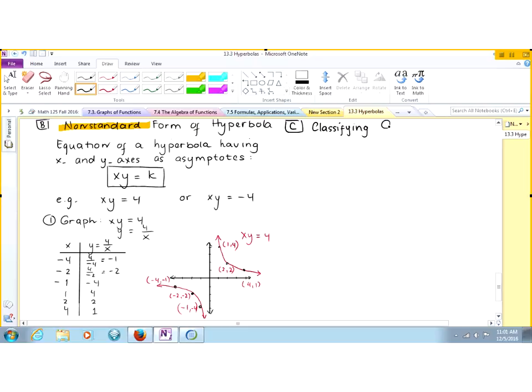Now, the next thing is we're going to classify conics. So, classifying conics. This is where we're going to say, oh, this is a hyperbola, this is a parabola, this is a circle, this is an ellipse. So we're not going to talk about the degenerate terms, right? Okay.